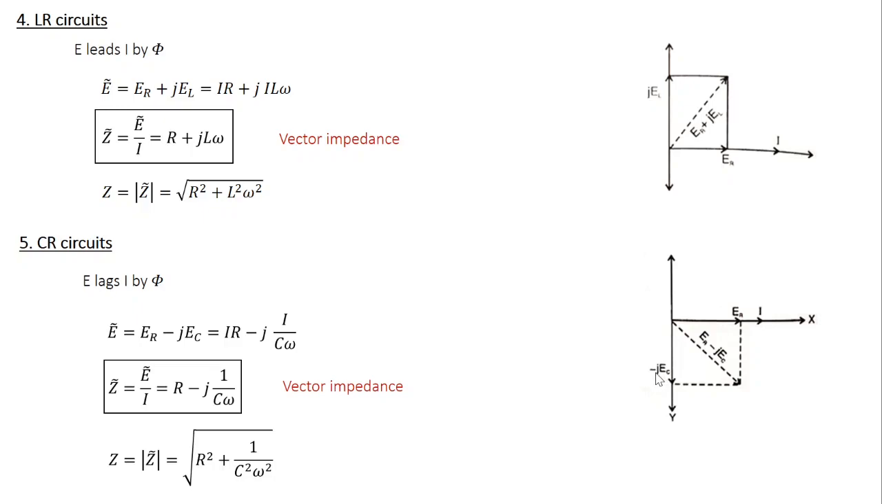And the net voltage is the vector sum of these two components. So I can write complex E equal to ER minus JEC, which is nothing but IR minus J into I by C omega. What about the complex vector impedance? This is the complex voltage divided by current, which is R minus J by C omega. What about the magnitude of this? This is going to be square root of R square, which is the real part, plus the imaginary part, which is 1 divided by C square omega square.